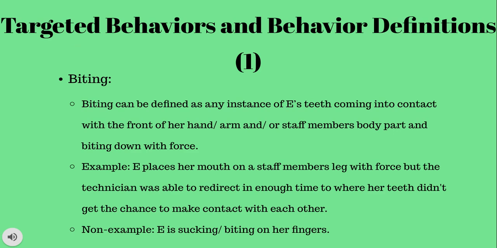Moving on to the targeted behaviors and behavior definitions. So the first behavior that we'll be talking about is biting. So for E, biting can be defined as any instance of her teeth coming into contact with the front of her hand or arm or a staff member's body part and biting down with force. An example of biting for E would be she places her mouth on a staff member's leg with force, but the technician was able to redirect in enough time so the teeth did not get a chance to make contact with one another. A non-example of biting for E's case would be sucking or biting on her fingers.